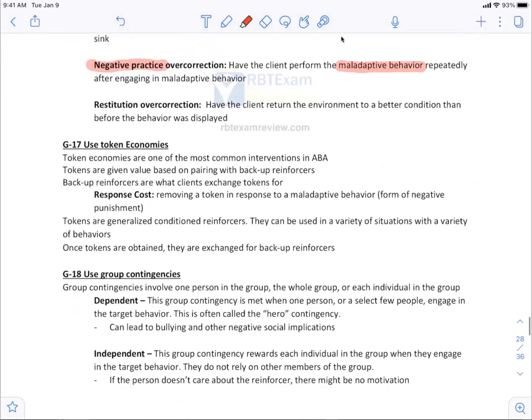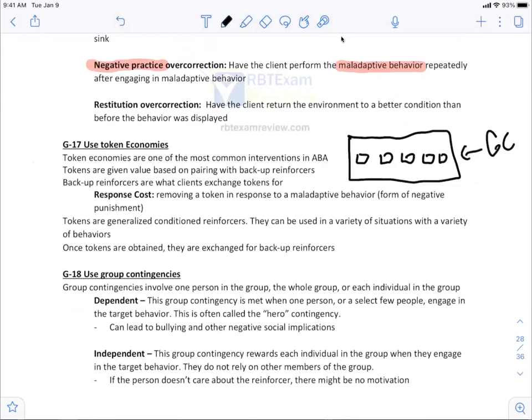G17, token economies. One of the most common interventions in ABA. We have our standard little token boards, okay? You've probably seen these, 5 tokens. What are tokens? Generalized conditioned reinforcers that can be used in a variety of places. How did they get there? Well, they were paired with things, all right? Tokens are given value based on backup reinforcers, all right?